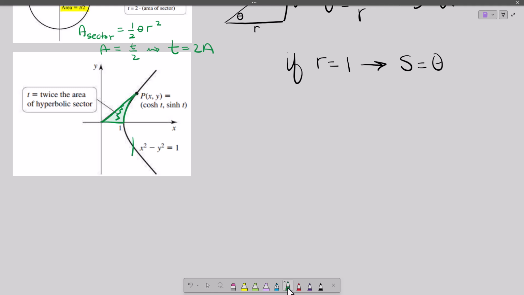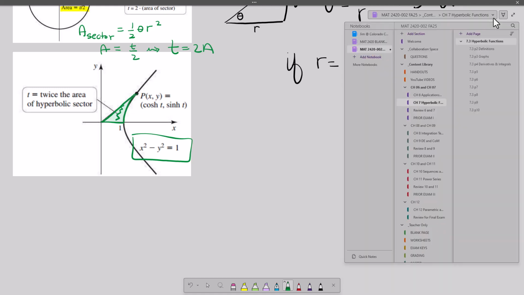But this is where you get your primary relation. And you can see, oh, x is cosh, so it's going to be cosh squared minus sinh squared is 1. So instead of cosine squared plus sine squared equals 1, it's going to be cosh squared minus sinh squared is 1. That's your primary identity. That's going to be the main identity. That one you should know. Cosh squared minus sinh squared is 1.